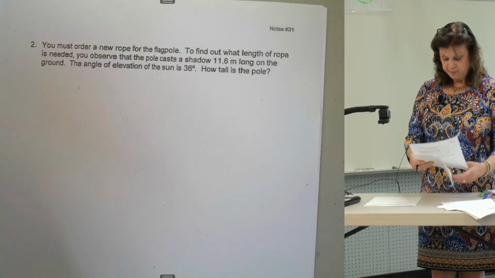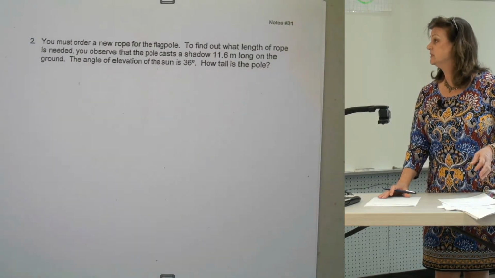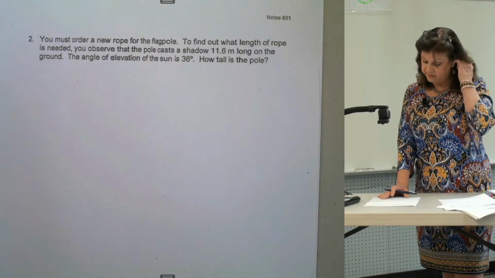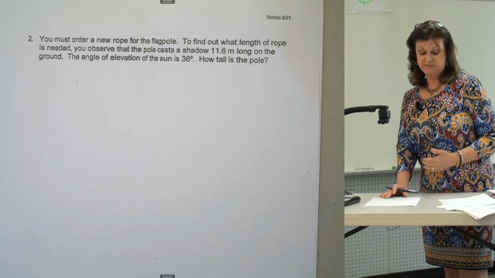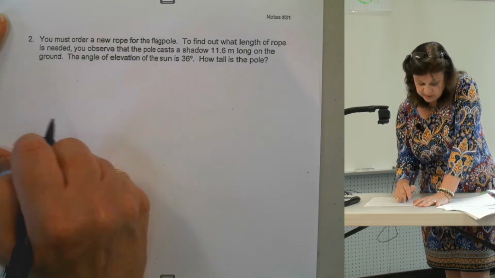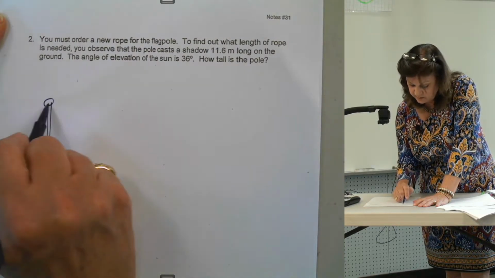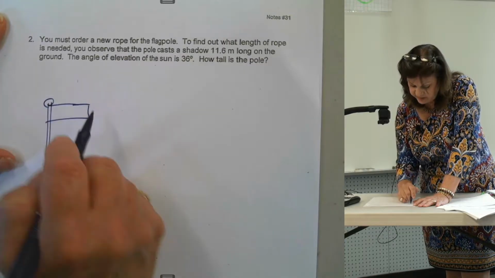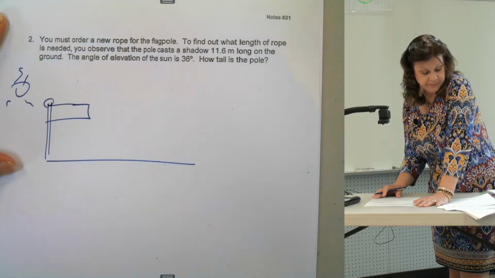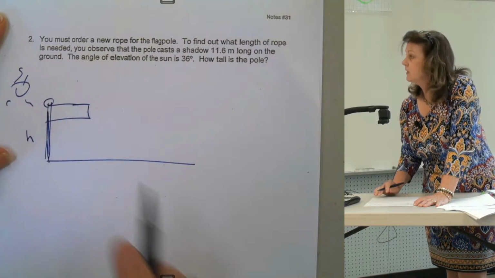You must order rope for a flagpole. To find out what length of rope is needed, you observe that the pole casts a shadow 11.6 meters long on the ground. The angle of elevation of the sun is 36 degrees. So again, you're going to be drawing a right triangle. So I've got flagpole, sun behind it. There's a shadow. All right, we're looking for the rope for the flagpole, so we're looking for H.